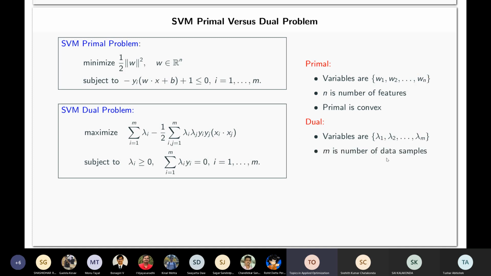So here m is the number of data samples, and the dual is convex. The dual is also convex: the objective is convex, and the constraints are also convex. So again, this turns out to be convex, and these are convex as well.